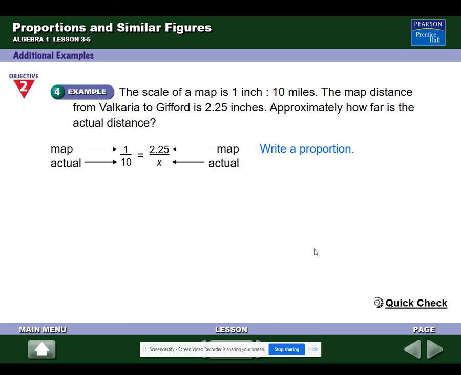The scale of a map is 1 inch to 10 miles. The map distance from Vacaria to Gifford is 2.25 inches. Approximately how far is the actual distance? Now, most of you are going to be able to look at that and go, okay, you take 2.25 and you multiply it by 10. And that's correct. But I want you to see this.